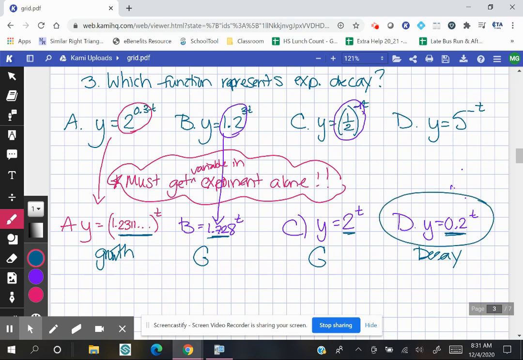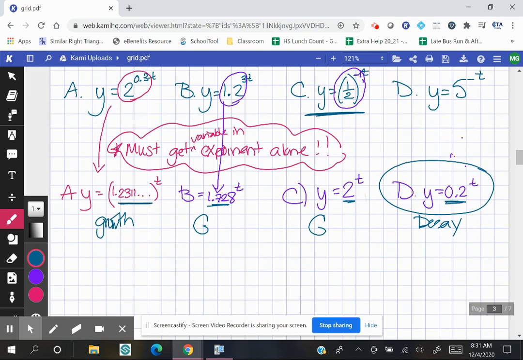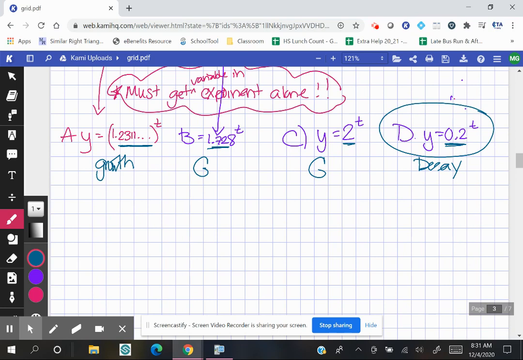But before you can decide, you can't just look at the original, because then for decay, you probably would have chosen choice C if you did that, because that's the only one where the base is less than 1. You need to type in all of them before you make that decision. Okay, next we're going to look at translations.